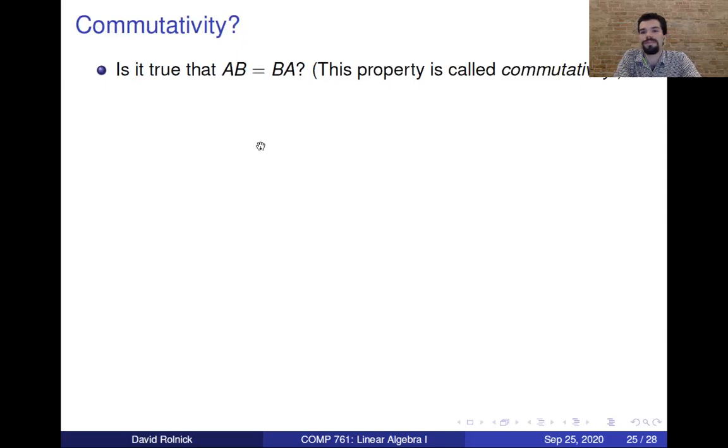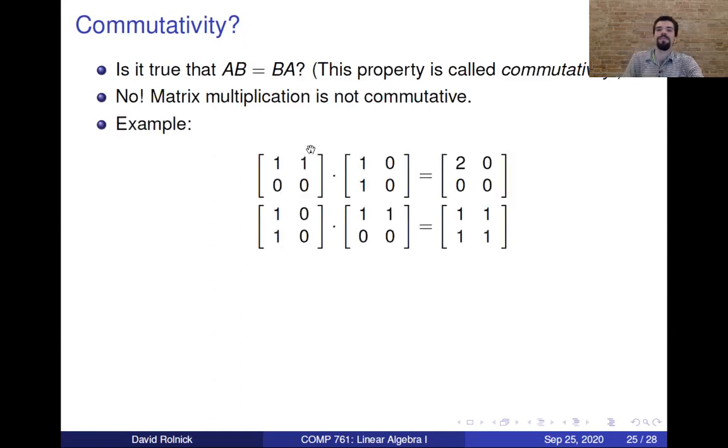No, they do not necessarily commute. Okay, so why is that the case? Well, here's an example of multiplying two matrices in one order and getting one result, and multiplying them in another order and getting a completely different result.